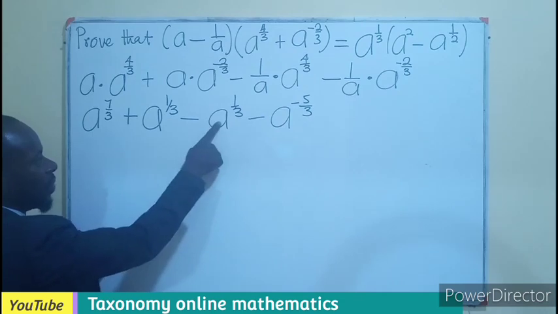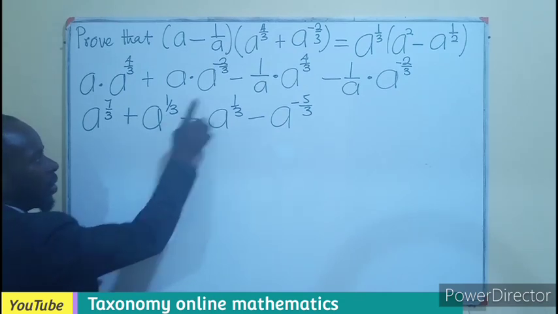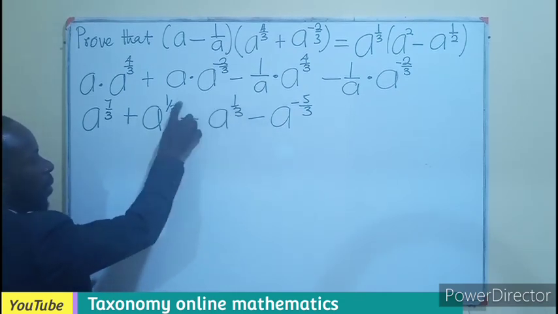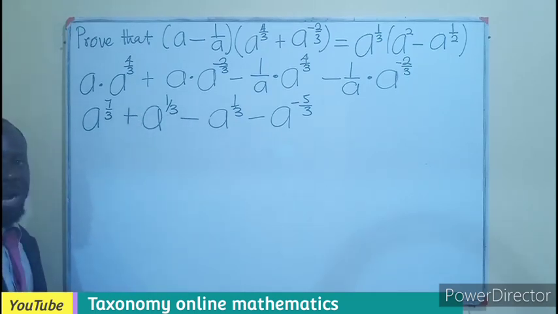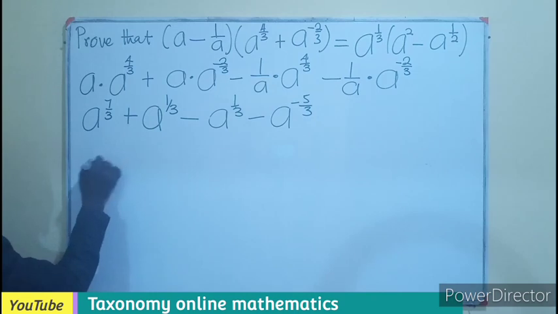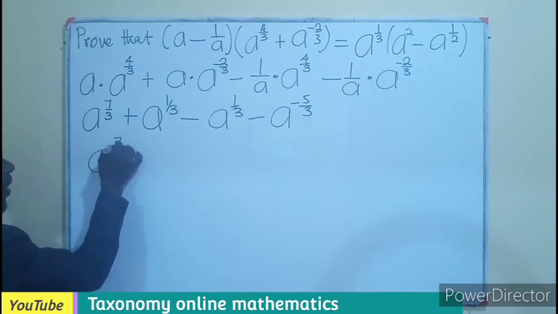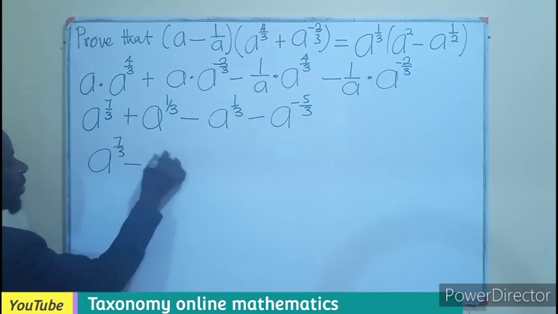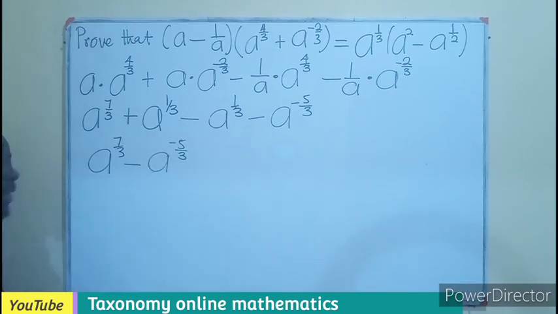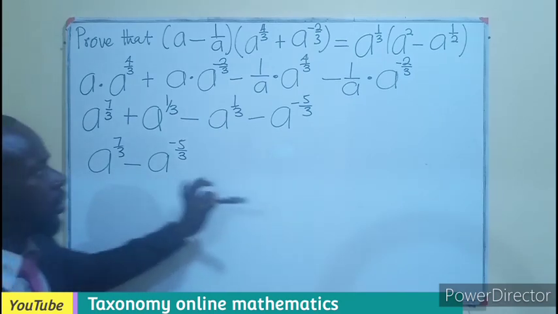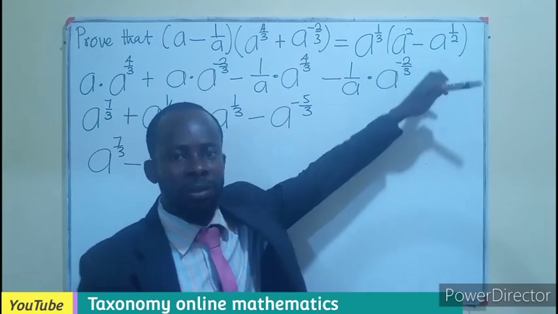Positive a, negative a, power of 1 over 3. The same power, the same coefficient, so they will cancel. So we are going to have a exponent 7 over 3 minus a exponent minus 5 over 3. So now this is what we need to solve to be equal to this.